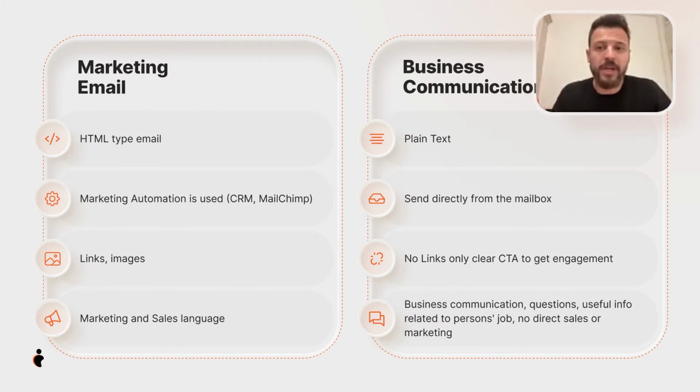And then you don't necessarily include links or any clear CTA to get engagement. Sometimes you just ask some questions, or sometimes you don't, so the calls to action are not click on this link, buy this, subscribe to this, give me something. They are more about engaging in conversation, which is totally different from the marketing email, right? Business communications include questions and usable information related to jobs, with no direct sales or marketing. So usually when you think about business communication, you are not trying to sell or market anything. You're trying to engage with an individual with regards to their profession or their work, et cetera.